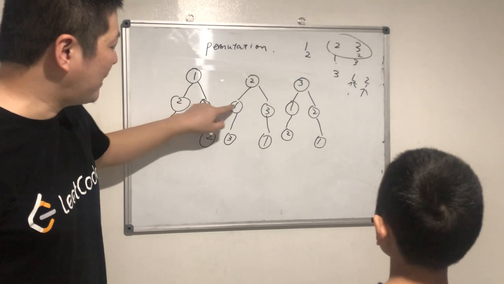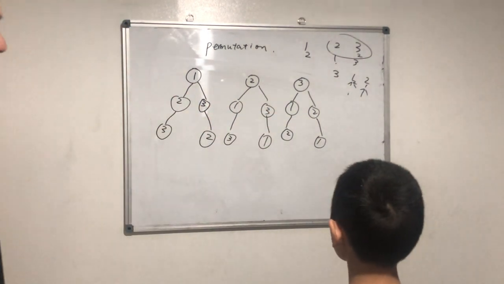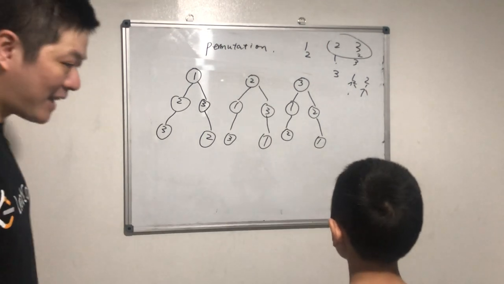The second one has 2 possibilities. And the third one, only 1 possibility, because you pick 2 and it's only 1 left. So that's 6, alright?